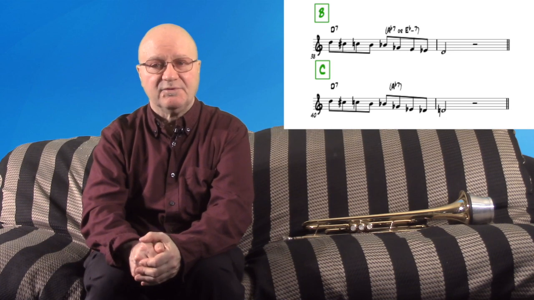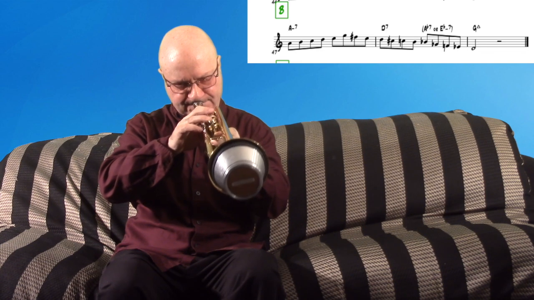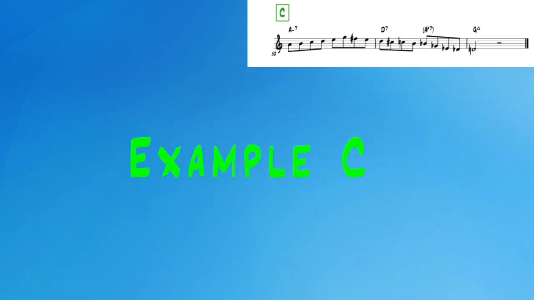Now let's try examples B and C, but this time we're going to put the 2 minor before them so that we have a 2, 5, 1. Here's what it sounds like without the minor substitution, much plainer than with the tritone sub.